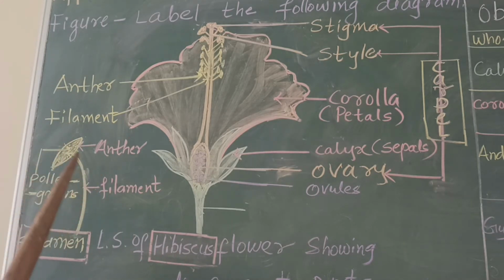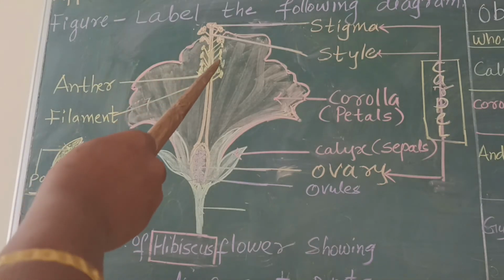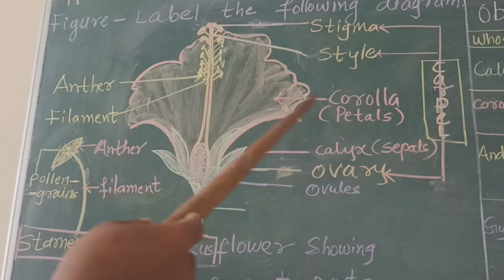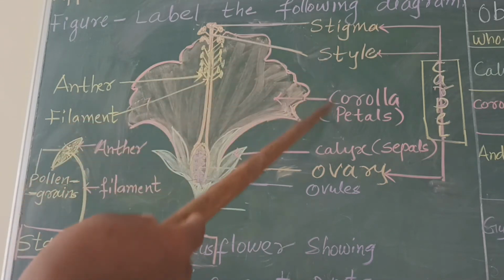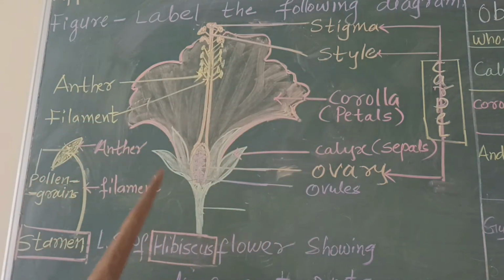This androecium, this yellow color structure, and gynoecium, totally stigma, style and ovary, are together known as female reproductive parts. Androecium and gynoecium are called essential whorls, whereas calyx and corolla are known as accessory whorls because they are responsible for the protection of inner whorls.